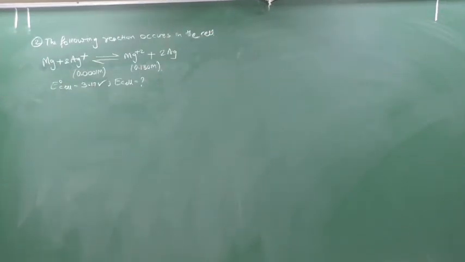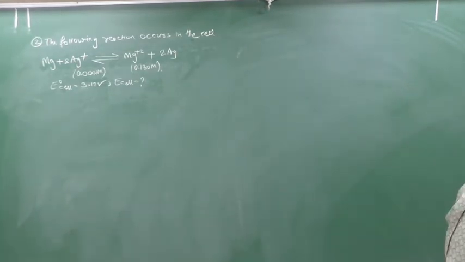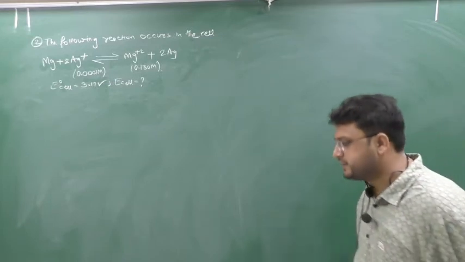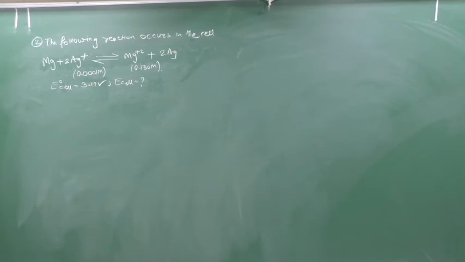So this is the second question. See the question first. Understand the question. The following reaction occurs in the cell. So directly they have given the net reaction, and they have given the E naught cell also, and directly they have given the E cell. So when they have given E naught cell and the net reaction, just apply the formula and solve the problem. So we will write down the net reaction.